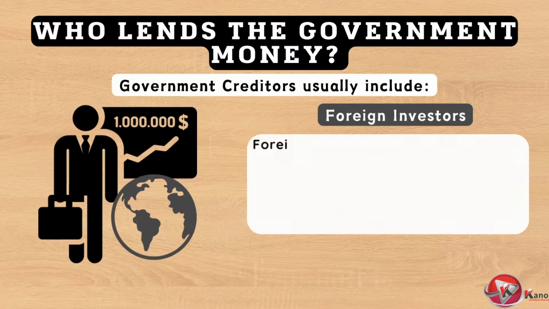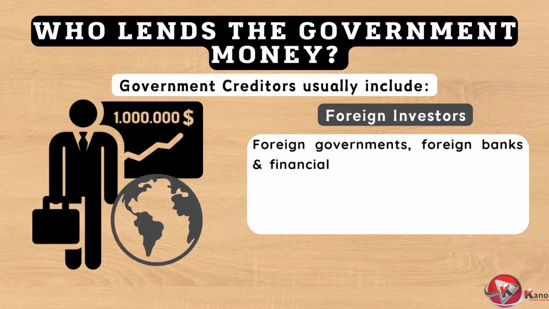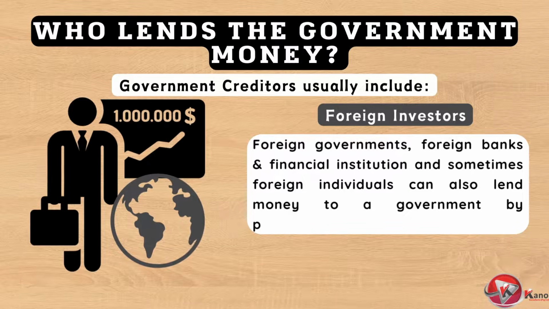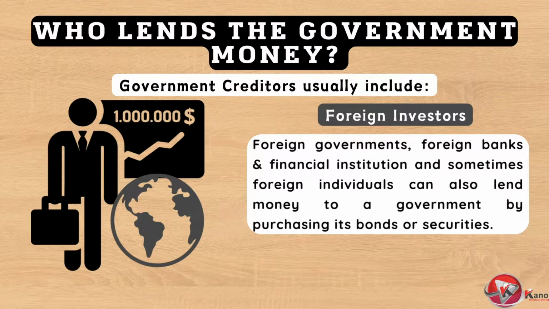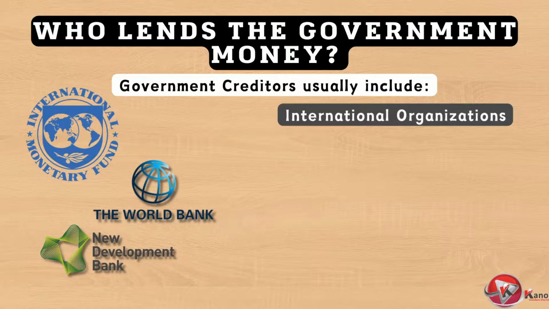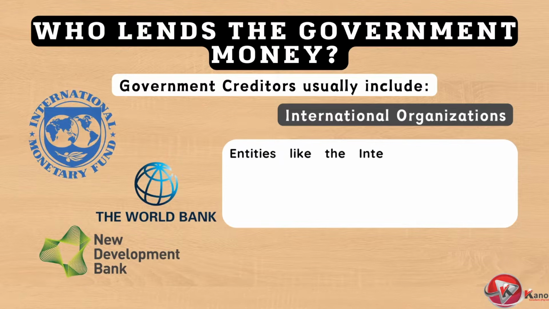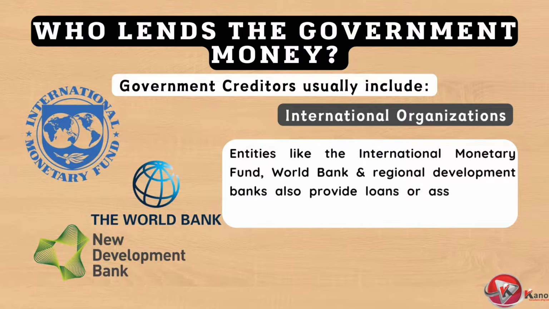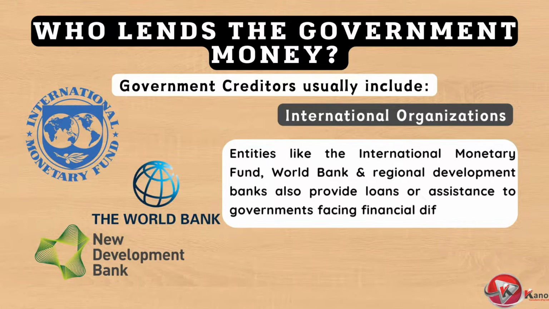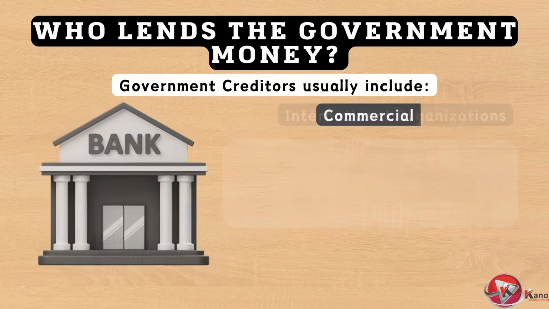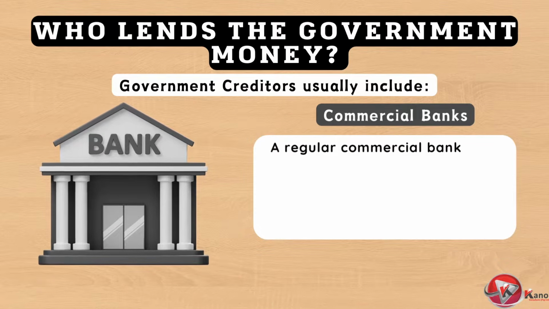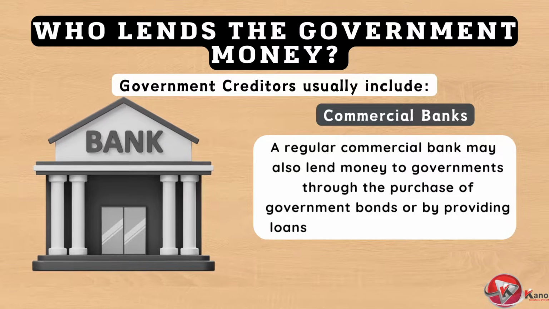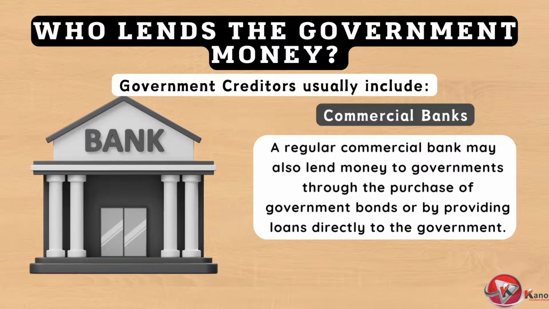Foreign investors. Foreign governments, foreign banks and financial institutions, and sometimes foreign individuals can also lend money to a government by purchasing its bonds or securities. International organizations. Entities like the International Monetary Fund, the World Bank, and regional development banks also provide loans or assistance to governments facing financial difficulties. Commercial banks. A regular commercial bank may also lend money to governments through the purchase of government bonds or by providing loans directly to the government.